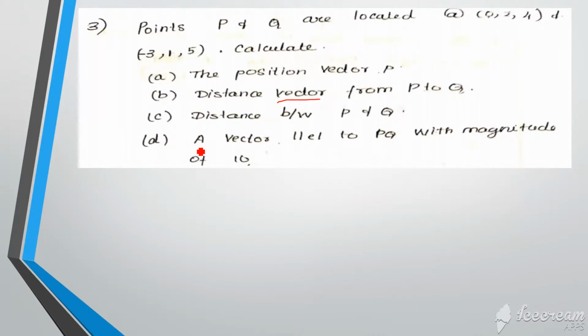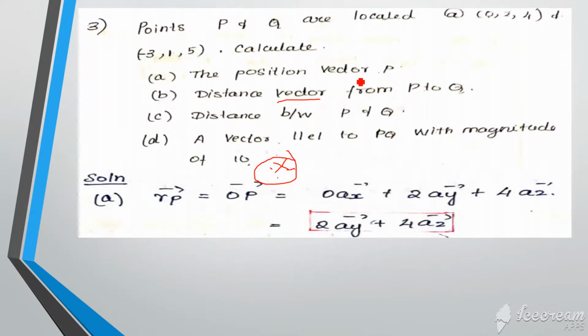Very much important: a vector parallel to PQ with magnitude 10. This is very important. So first one, RP, the position vector of P, is nothing but we can write as vector OP, which we can directly write as the given point, 0ax plus 2ay plus 4az. So here 0, though we omit this coordinate, simply 2ay plus 4az is the answer.